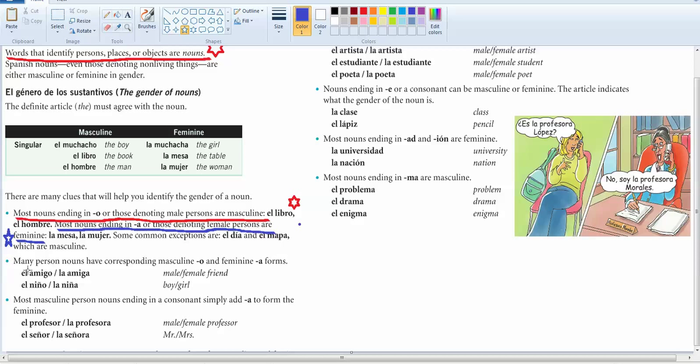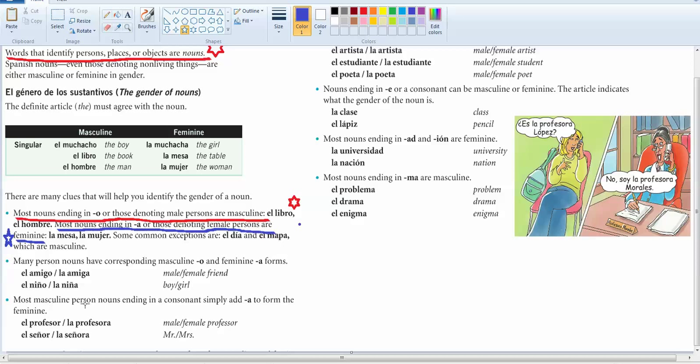Okay, many person nouns have corresponding masculine O and feminine A forms, meaning they could change. So if it's people, like friend, you can change your O to an A. So there's going to be a male friend form and a female friend form. Boy, girl, niño, niña. So a lot of times nouns will have both forms, a masculine and a feminine form, when they're referring to people.